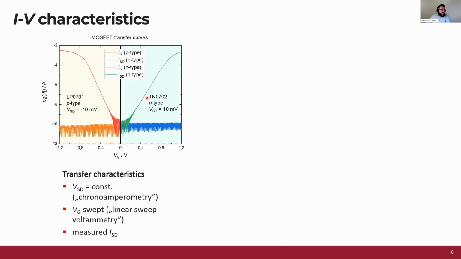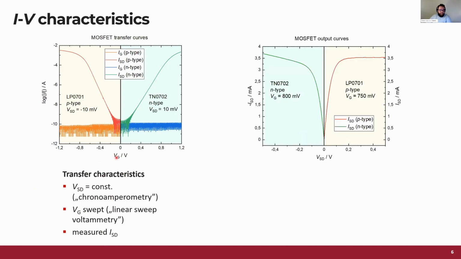For these transfer characteristics, as an electrochemist, you can think that the source drain voltage is constant here, so it's kind of like chronoamperometry, and the gate voltage is swept, so it can be thought of as linear sweep voltammetry. And what we're measuring here is the source drain current all the time.